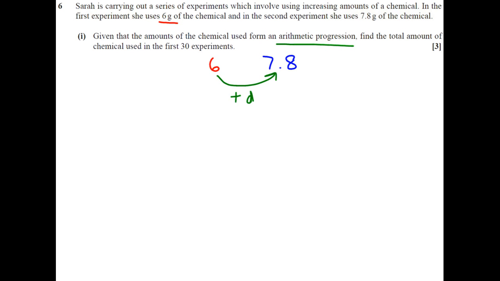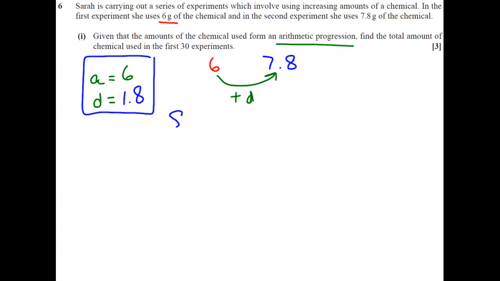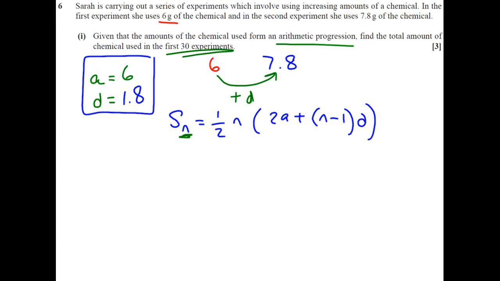So, what you do, you also have formulas for this on page 1. Okay, you first of all write down what A and D are. A is your first term, which is 6. D is your common difference, which in this case is 1.8, and these are what you're going to use for your formula. Your formula book says that to find the total amount, you can do a half n, 2a plus n minus 1 times d, where n is how many terms of a series you want to add up. We're doing the first 30 experiments, so it's going to be the sum up to 30.